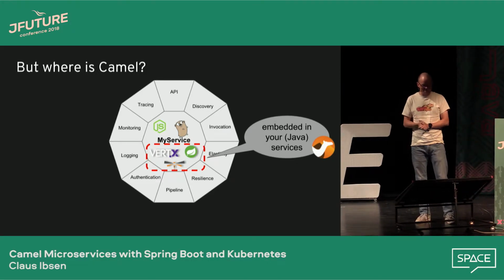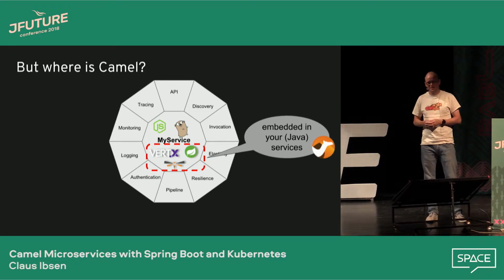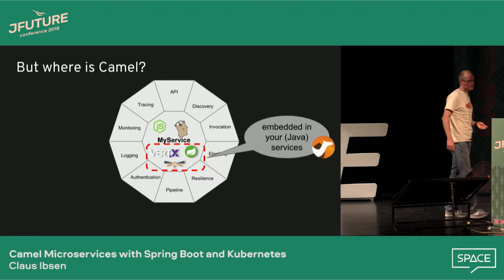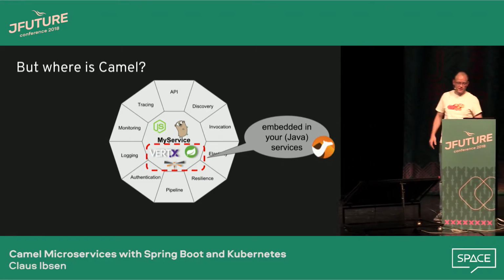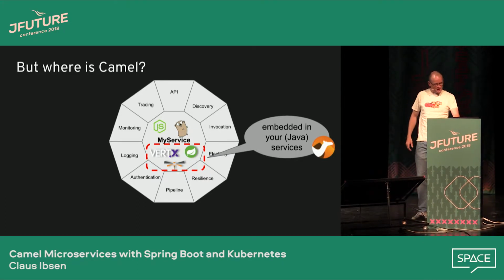So we have Camel in the center. Yay! Camel can run in your service embedded together with this microservice. It requires Java, so it's only for Java services like Spring Boot, Vert.x, WildFly Swarm, and other Java technologies. So you can't use Camel with Go. Sorry. But you can use Camel with Kotlin in Java.